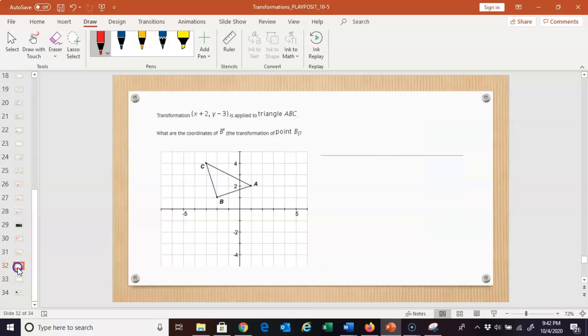Here's number 3. Transformation. They give you the transformation rule. They say, okay, add 2 to every x value and subtract 3 from every y. They want you to apply it to this triangle. What are the coordinates of B prime? So let's look at B. B is -2, 1.